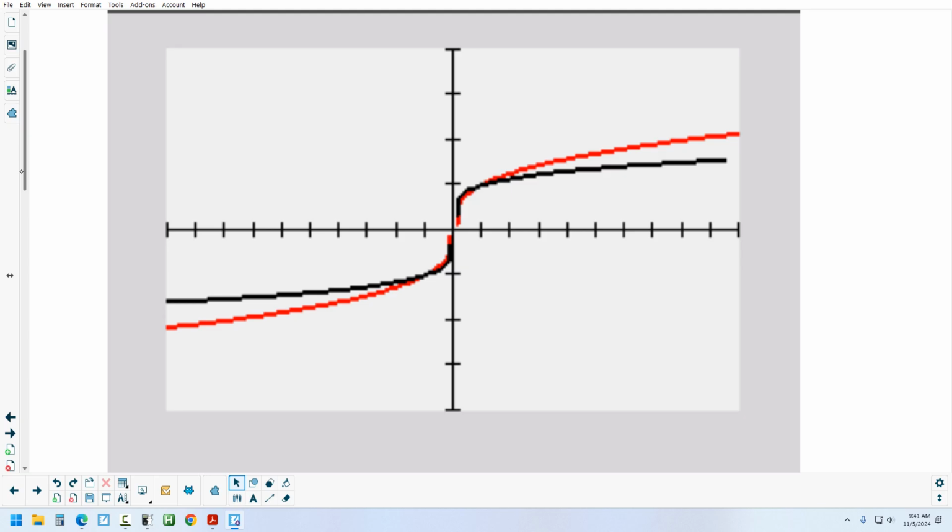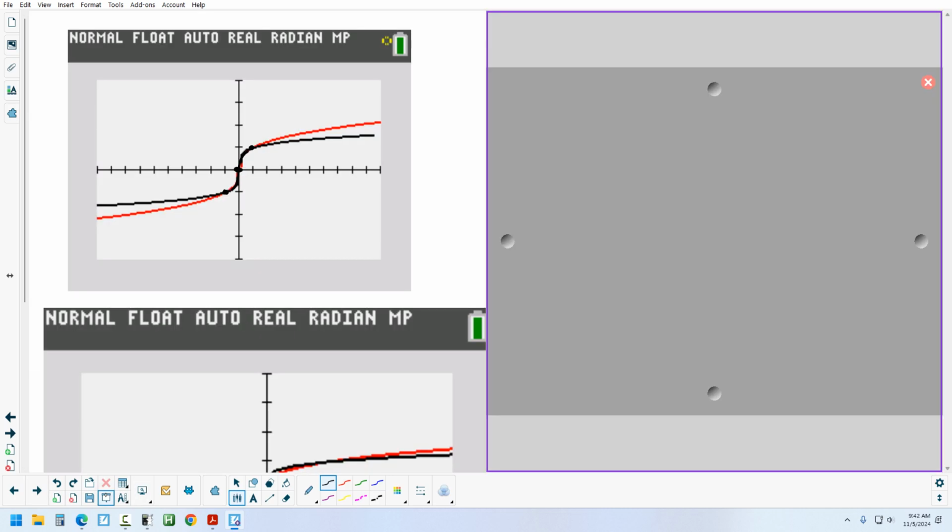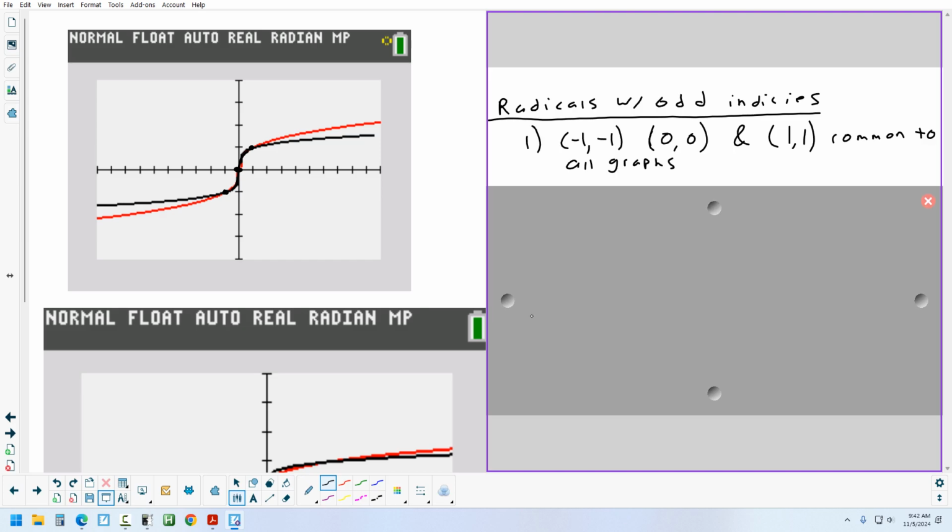Yeah? -1, -1. It's a point right there. 0, 0, and I know it looks a little funny, but the black one should look more like that. It shouldn't be a gap in the middle. So -1, -1, 0, 0, and 1, 1. Those are 3 points that are common to all odd roots. Okay. So we got that.